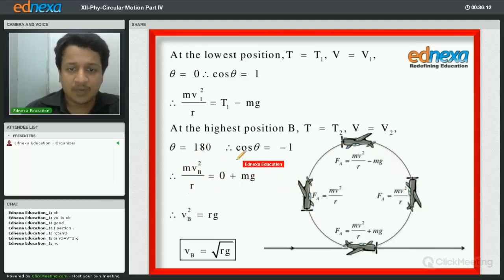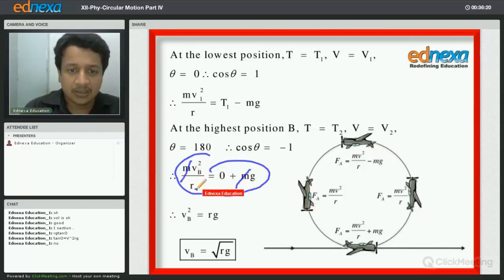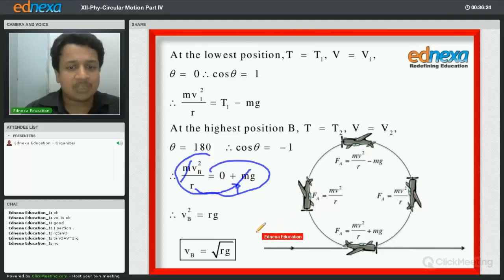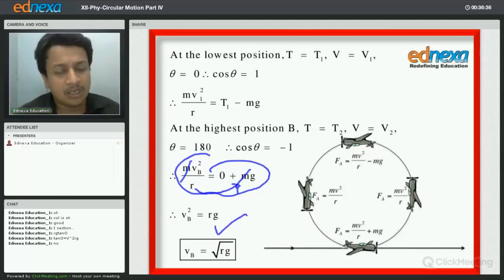From this, we want to find out velocity at point B. So mvb square upon r is equal to 0 plus mg. This m will get cancelled. This r will move towards that side, and the formula will become vb square equal to rg, that is vb equal to under root rg. So this is the formula for velocity at topmost position. So velocity at topmost position should be minimum under root rg.